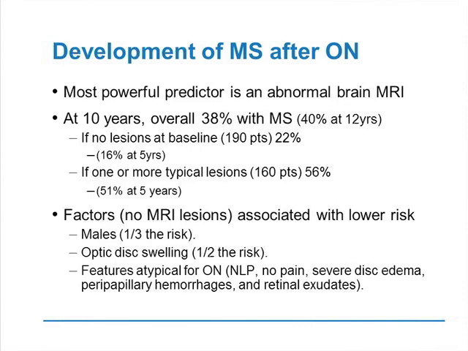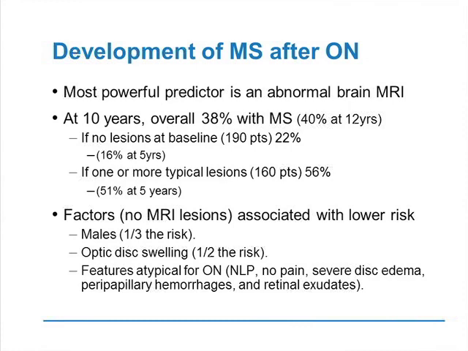When asking who's likely to develop MS after acute optic neuritis, the most powerful predictor is the presence of an abnormal brain MRI. Looking at follow-up from the optic neuritis treatment trial, at 10 years, overall 38% of the patients wound up developing MS. Now, let's break that down into patients who had no lesions on their baseline MRI scan of the brain. They were less likely to develop MS at 10 years.